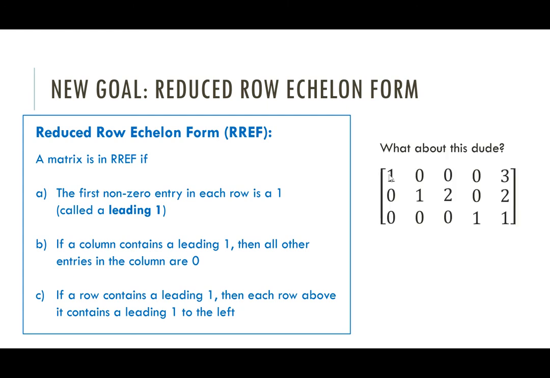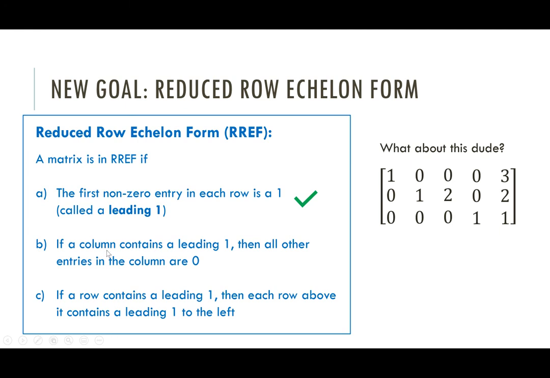So let's look at another example. What if we had a matrix like this? Is this in reduced row echelon form? Well, okay, let's see. The first non-zero entry in each row, is it a 1? Well, here's the first non-zero entry. It's a 1. And here, the first non-zero entry is a 1. Good.